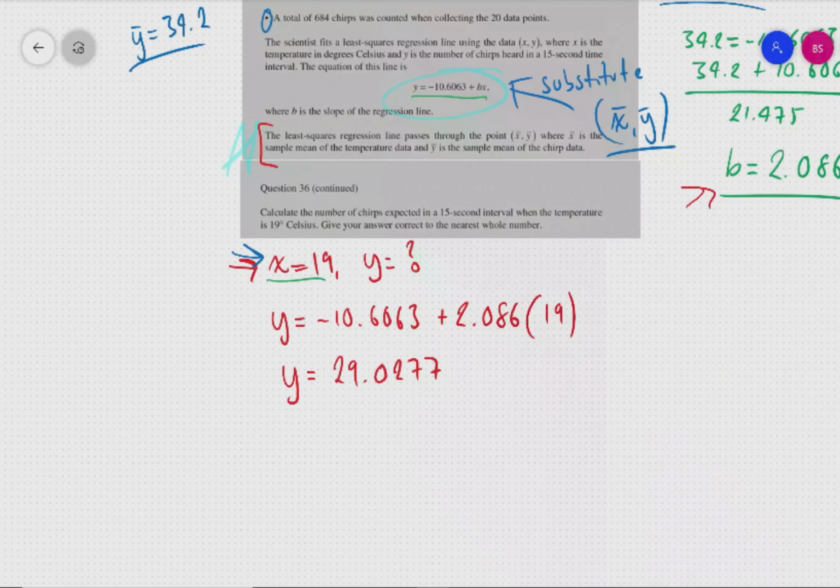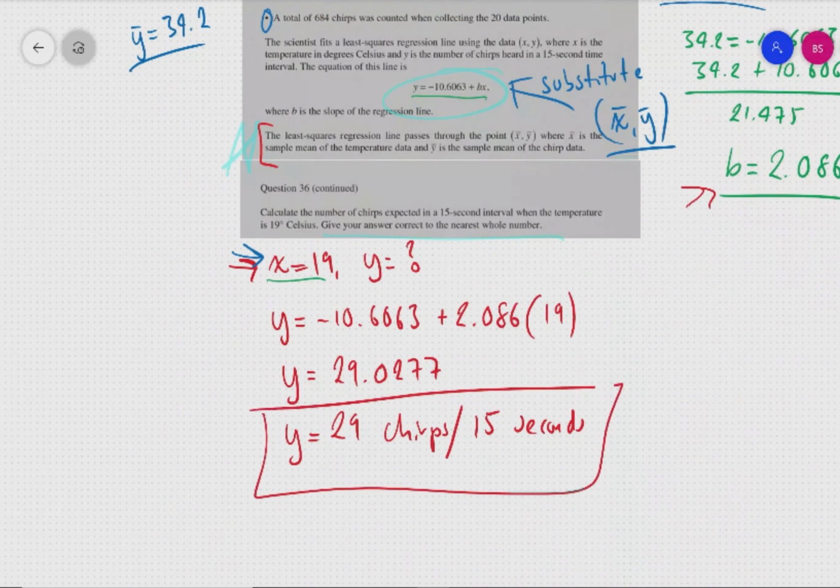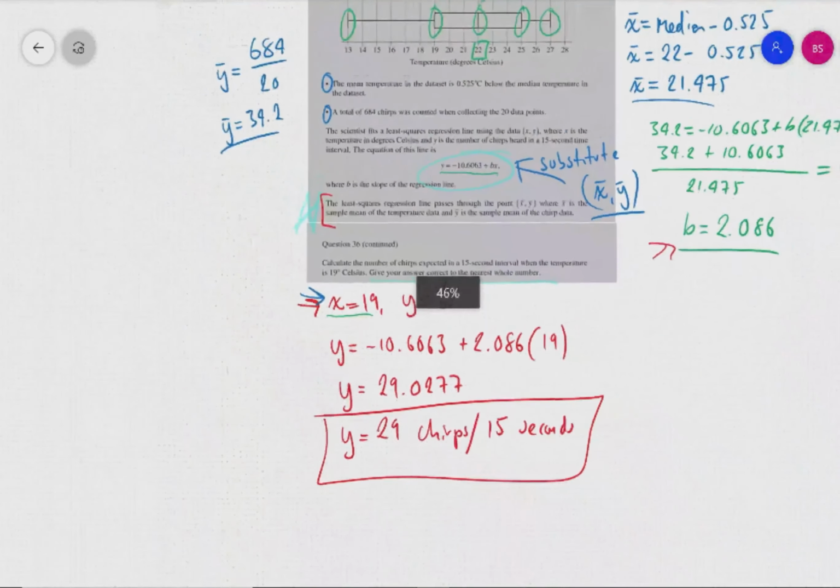And as with all HSC math questions, when you get an answer, you should then go back, reread the question, and see if it stipulates how it wants you to give that answer. So here it says give it to the nearest whole number. So that's what we'll do. We say y is equal to 29. And of course you want to give units. You don't want to lose a mark when you've done all the working just because you haven't given units. So here it's going to be chirps per 15 seconds. It's also a good habit to then box your answer, because that way the marker can easily see it and it doesn't get lost in your working.